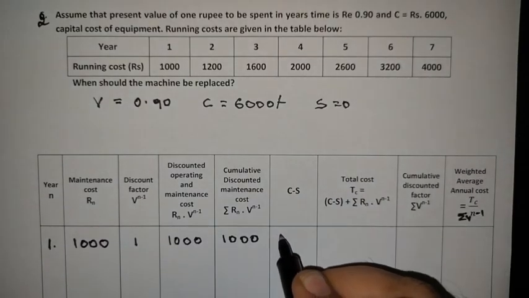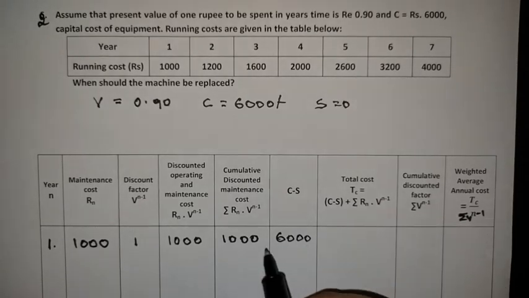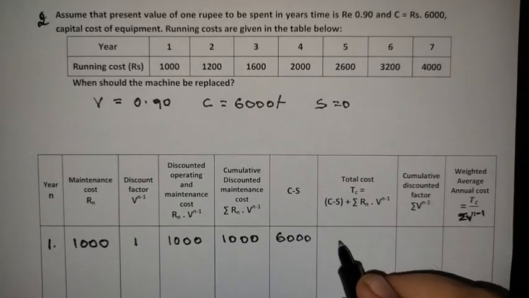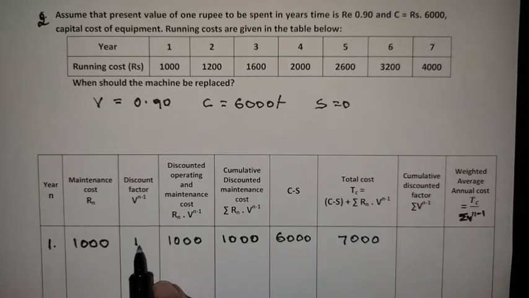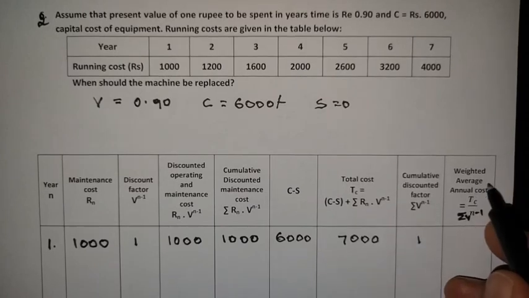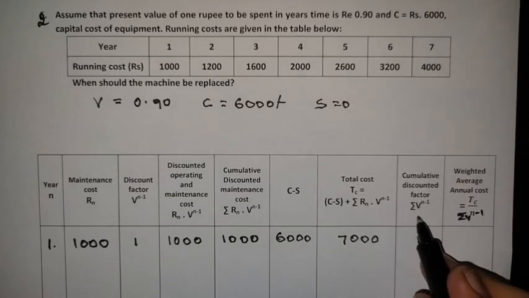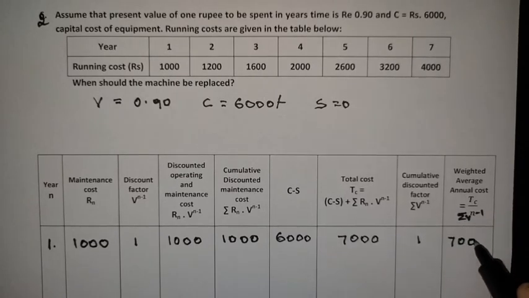So here C minus S value is 6,000 rupees. Next, total cost, C minus S plus sigma Rn into v power n minus 1, is 7,000. Next, sigma v power n minus 1: previously there are no terms, so 1. Next, weighted average, total cost by sigma v power n minus 1. So 7,000 by 1 we will get 7,000.